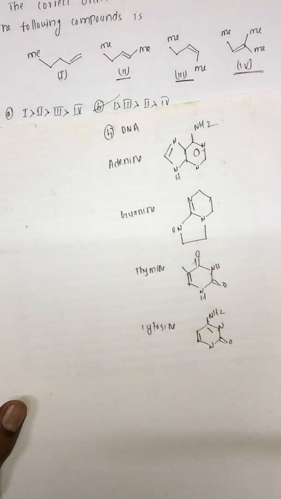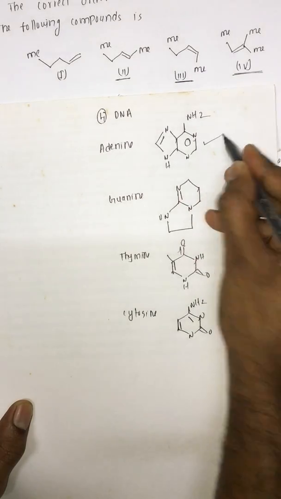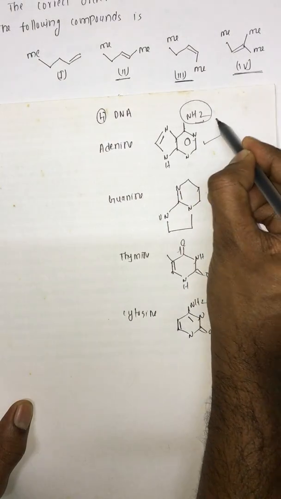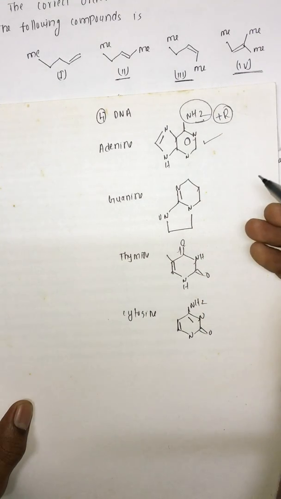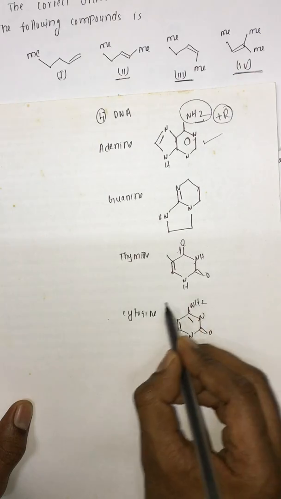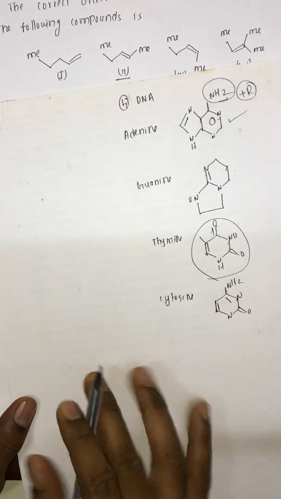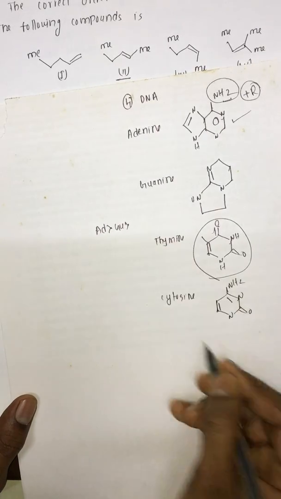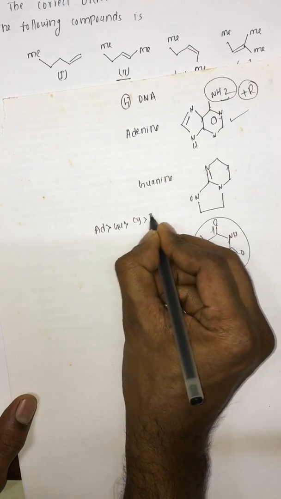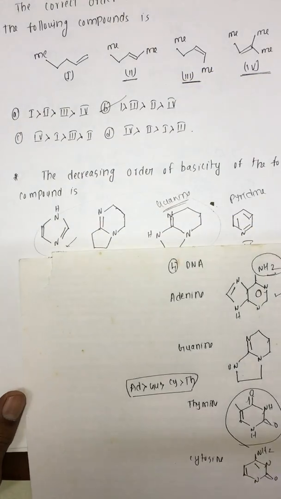Among these four, the most basic will be adenine, because here we have NH2, there will be a plus R effect from this NH2, so because of that this is more basic. And least basic will be this compound thymine, because there are two carbonyl groups. So if you see the order, adenine is more basic, then guanine, and then cytosine, at last thymine. So these are the more basic DNA bases. So here we have guanine.